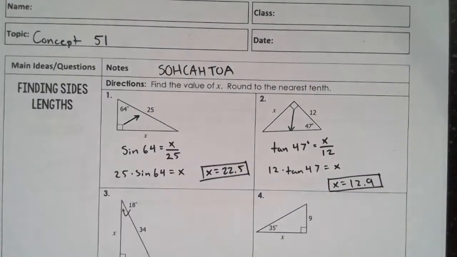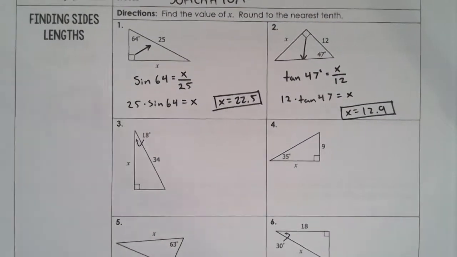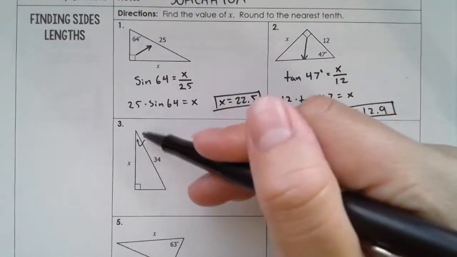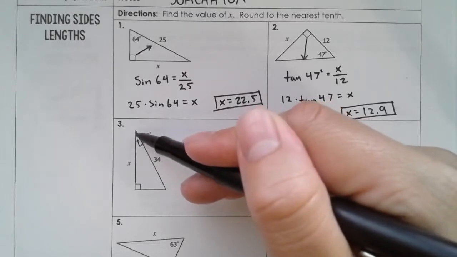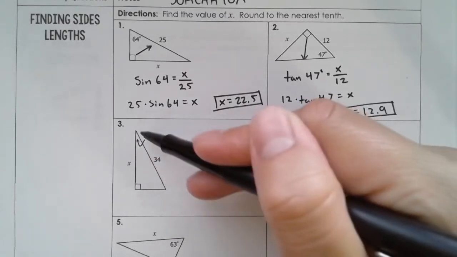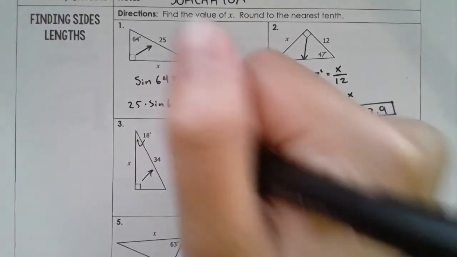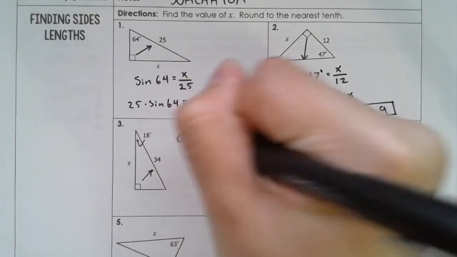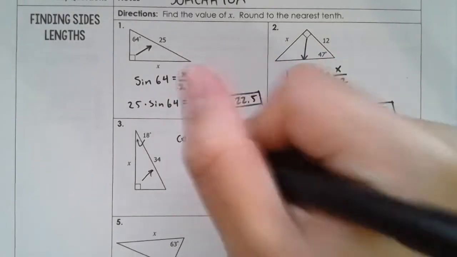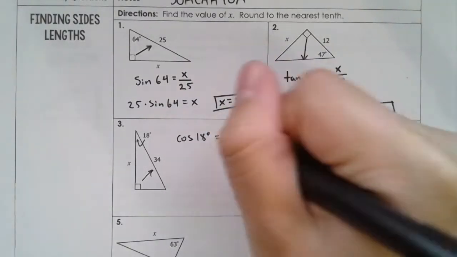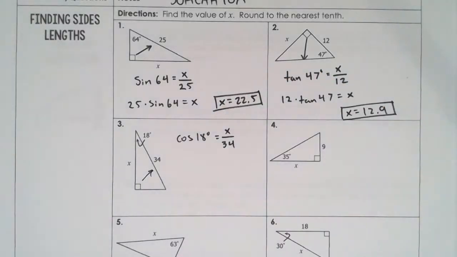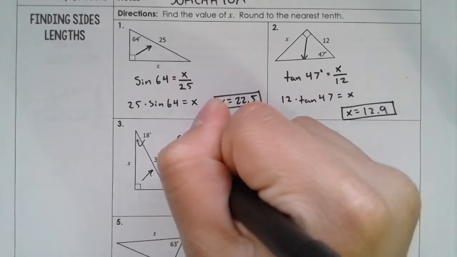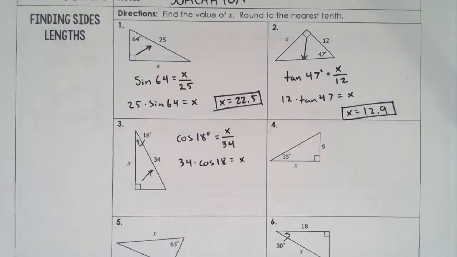Number 3, I have 18 degrees. I need to find this guy, the adjacent side. Hypotenuse is given, so cosine of 18 degrees, adjacent over hypotenuse, is x over 34. Then 34 times cosine of 18 gives me x. Put that in your calculator, and you get 32.3.